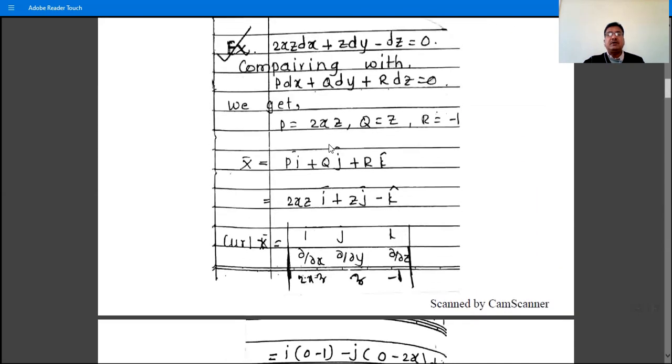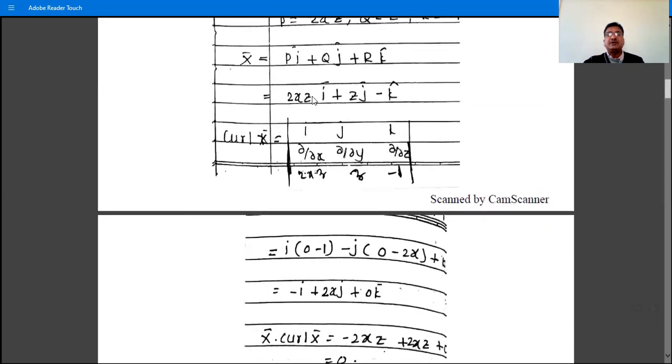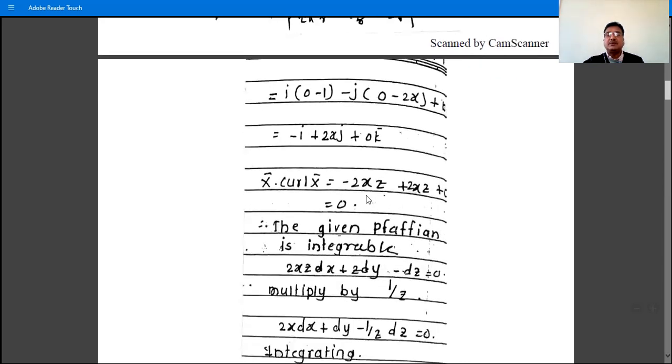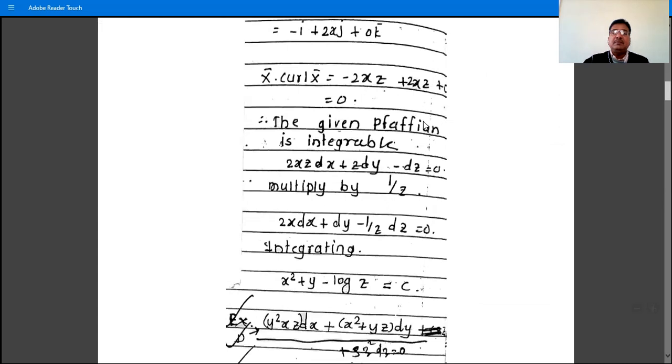And then x̄ dot curl x̄. The dot product of these two vectors is the multiplication of the coefficients of i, that is 2xz into minus 1, meaning minus 2xz, plus z into 2x, that is 2xz, plus minus 1 into 0 is 0, plus 0. And so the answer is what? Minus 2xz plus 2xz is 0, and therefore the given Pfaffian differential equation is integrable.